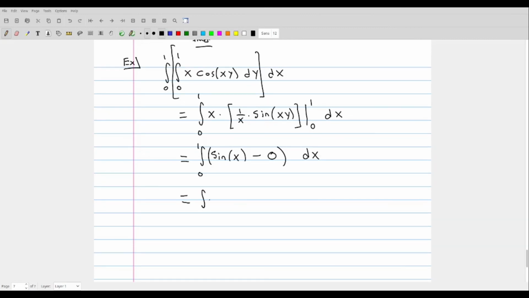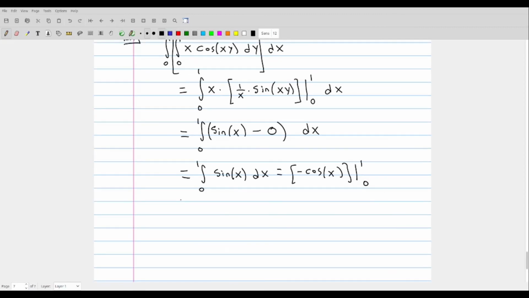This is just equal to the integral from 0 to 1 of sine of x dx, which is the antiderivative, negative cosine of x, of this function, evaluated at the upper x bound and the lower x bound, which is going to be negative cosine of 1 minus negative cosine of 0, or 1 minus cosine of 1.